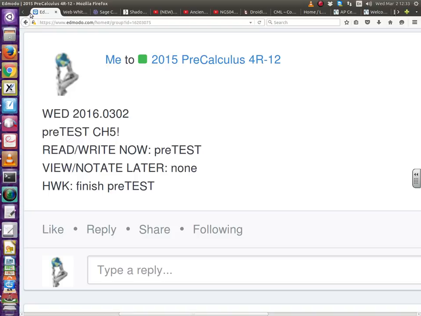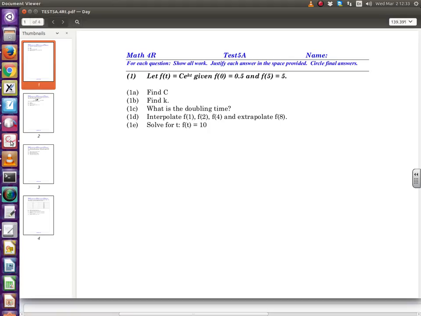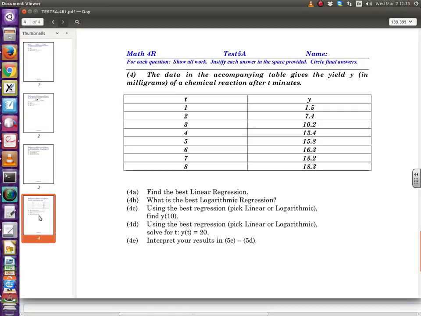And by the way, here is the question. Here it is. Page 4. Alright. So, the data in the accompanying table gives the yield Y in milligrams of a chemical reaction after T minutes. In other words, after 1 minute, we get 1.5 milligrams of reactant. After 2 minutes, we get 7.4 milligrams of reactant. And in 3 minutes, we produce 10.2 milligrams of reactant in our chemistry lab, right?